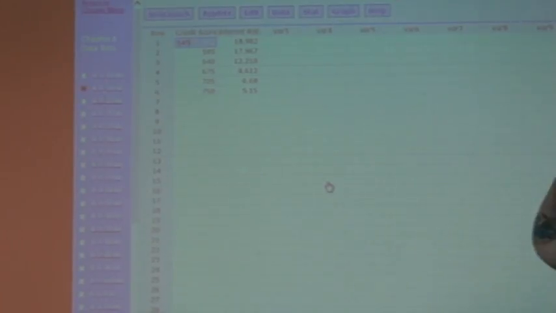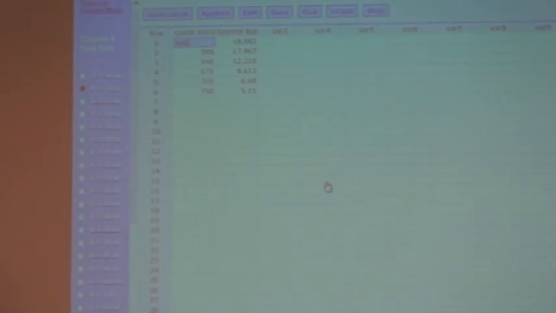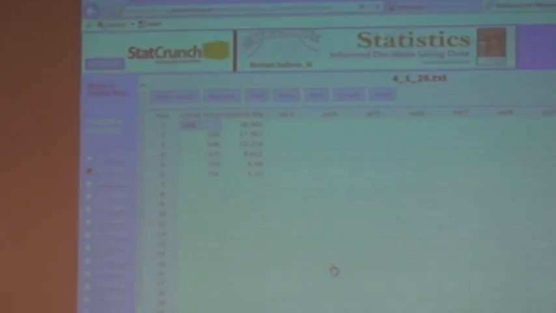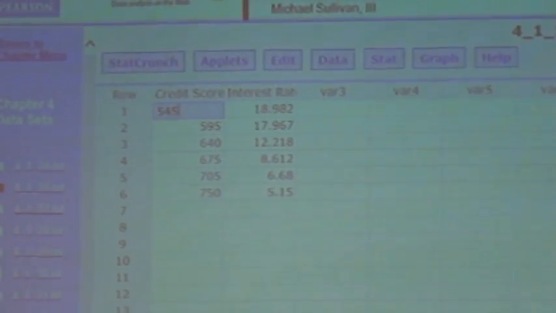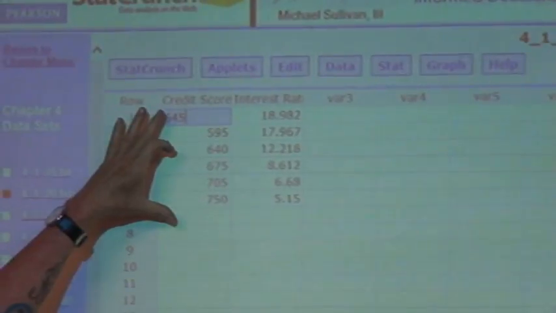So Fair Isaac Company gathers data on your credit history, how good you've been at paying your bills. Do you have a credit card in your name? Do you pay your credit card bill? Do you have a car loan? Do you make your car payments? Stuff like that. So based on your credit history, they give you a credit score.